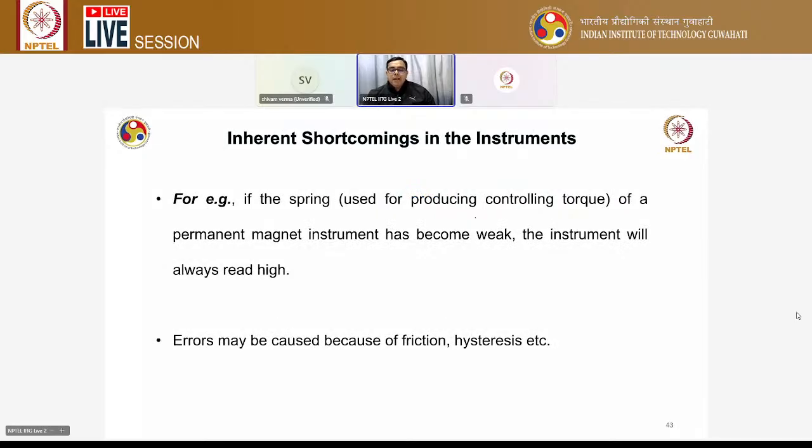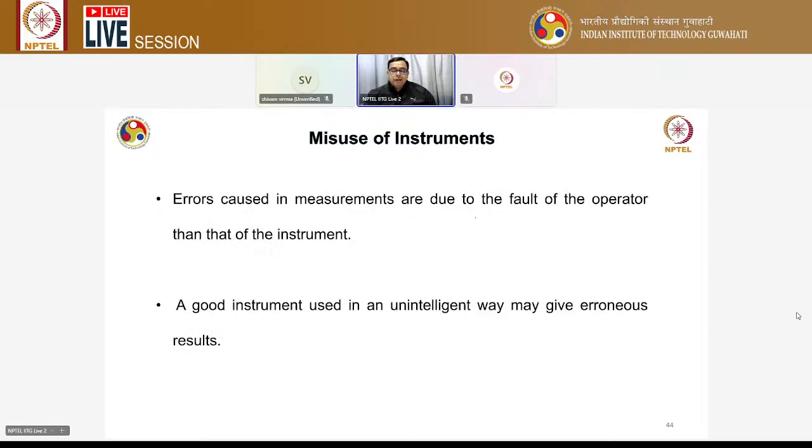Say, for example, the spring, which we know is very important for producing control torque among all the analog tools that we have seen. If the spring of a permanent magnet instrument has become very weak, the instrument will always read high. This is just one example, but error can be due to many things. Many inherent shortcomings of the instrument may be because of friction, hysteresis, and other things.